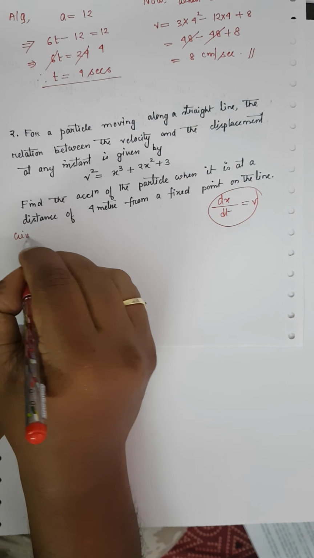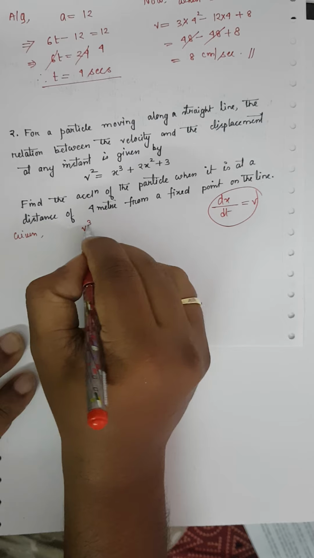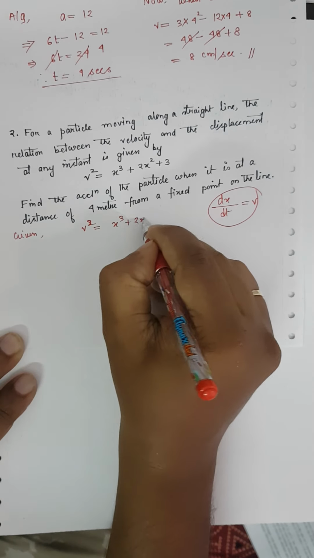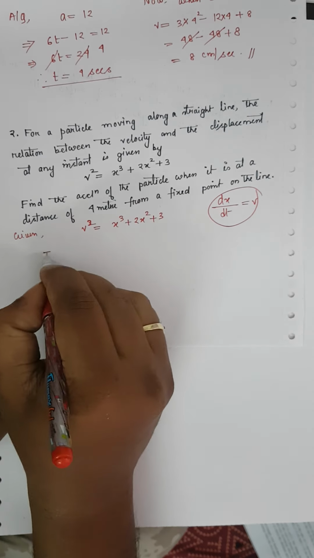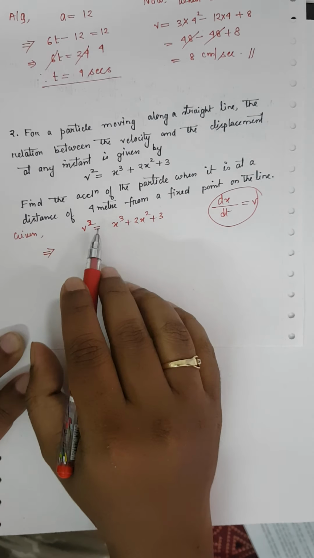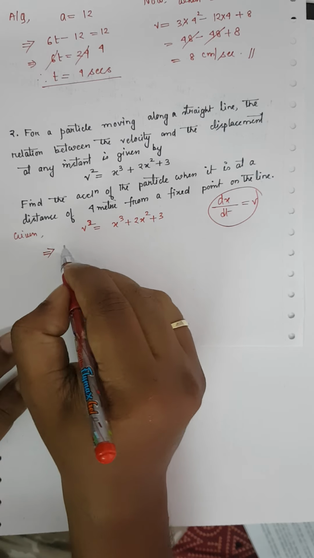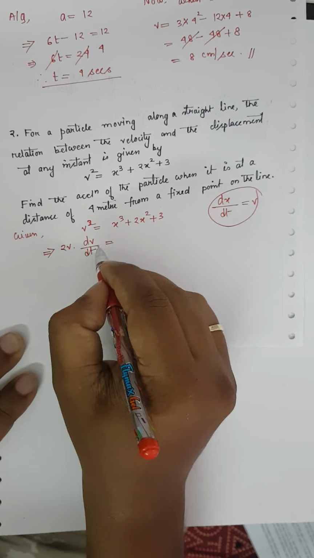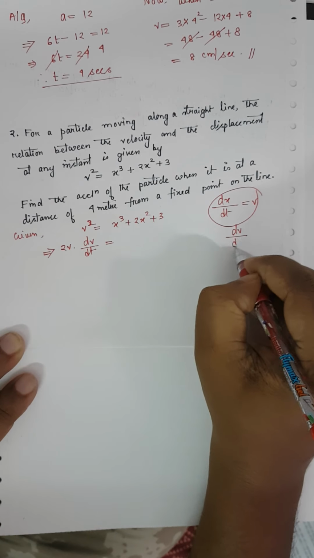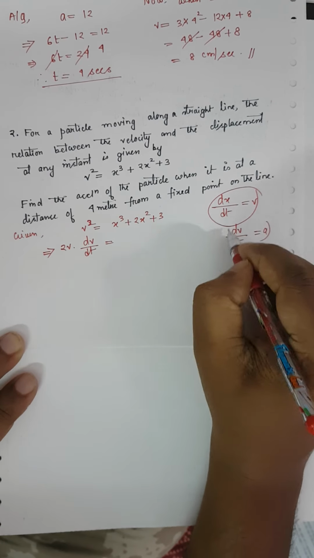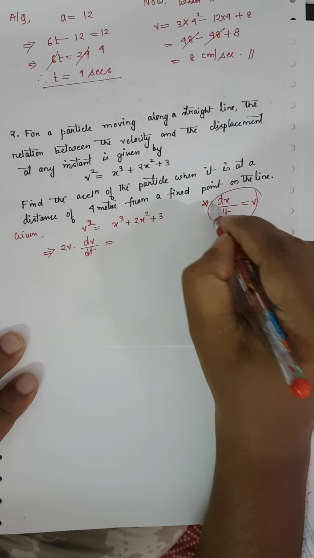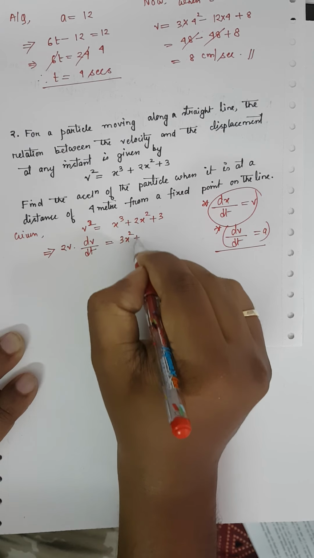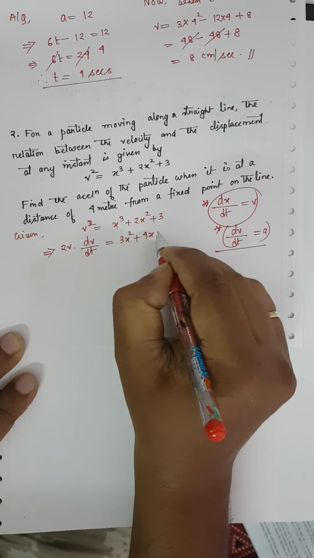So given that v square is equal to x cube plus 2x square plus 3. Now if I differentiate with respect to t, I will get for v squared it is twice v, and for v it is dv by dt. dv by dt is nothing but your acceleration, right? So you must remember these things. It's very important. For x cube it is 3x square. For 2x square it is 4x. For 3 it is 0.